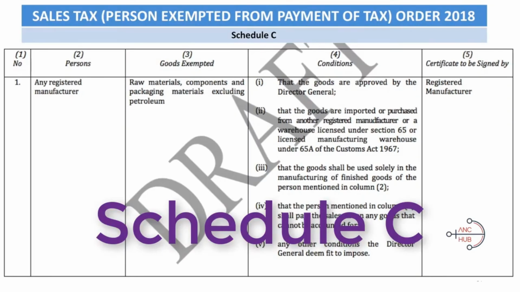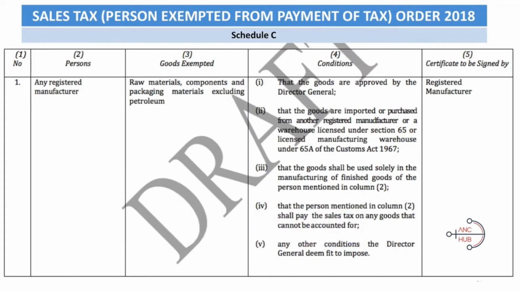Schedule C is one of the most important exemptions which we can apply. And last time they used to call it CJ5. Now they have changed it under Schedule C. So who are the people that can be exempted under this schedule?